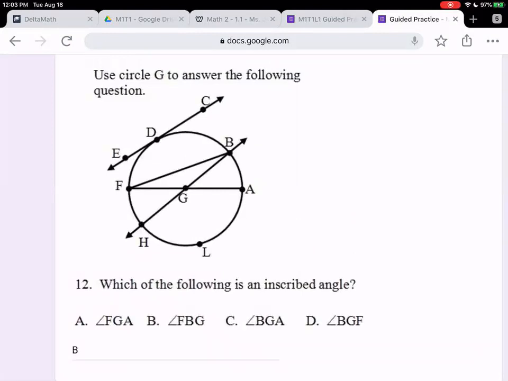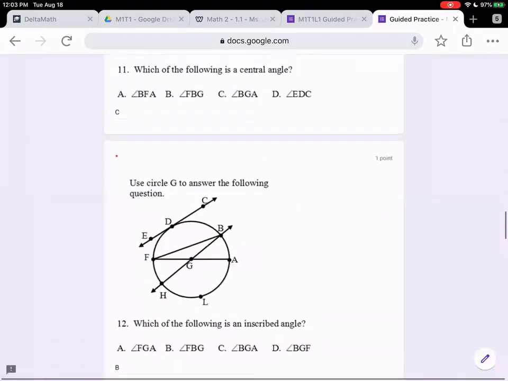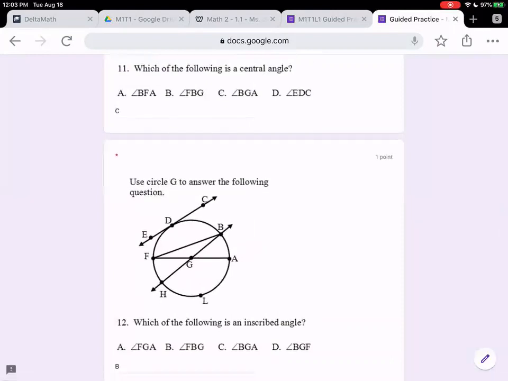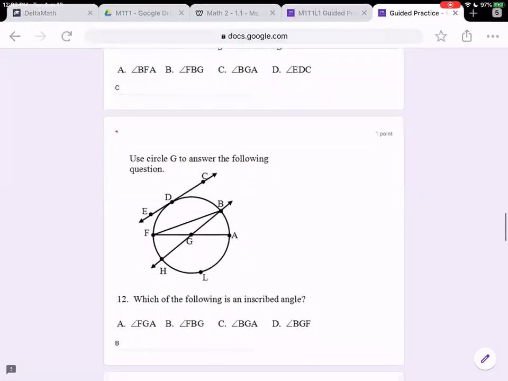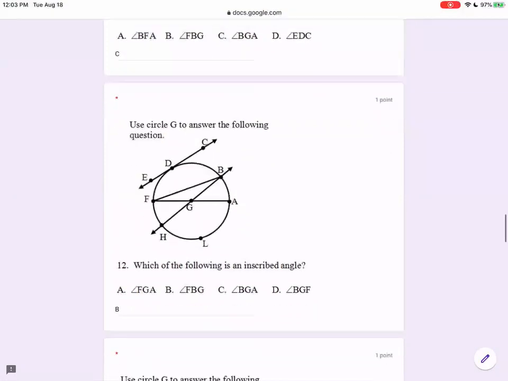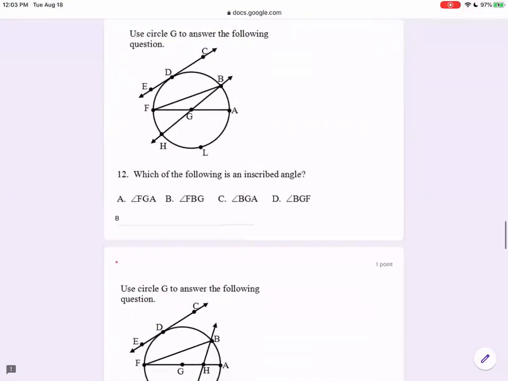You want me to go back to which one? Just 11. Okay. Can you see that? Yes. Okay, so it's a central angle. I'll just recap. It's a central angle because the middle letter is the center letter.